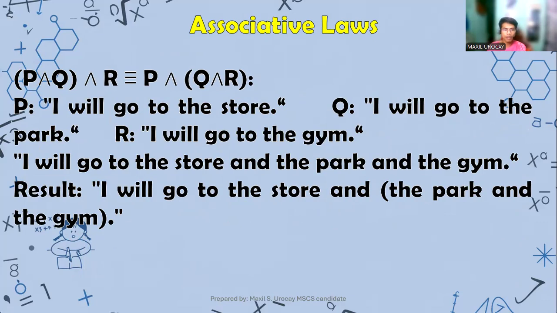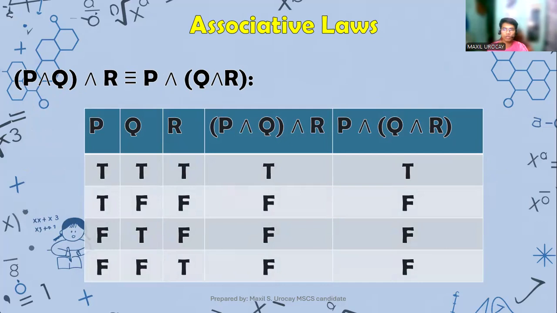So what is going to happen? P and Q and R is equivalent to P and Q, and then calculating that with R. So, I will go to the store, I will go to the park, I will go to the gym. It will be quantified as: I will go to the store and the park and the gym. The result for that one is still: I will go to the store and the park and the gym. That is always true.